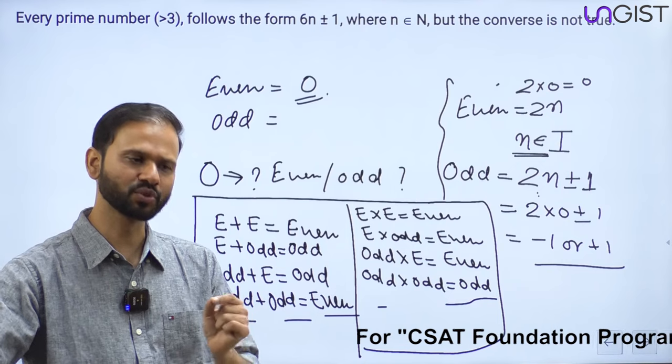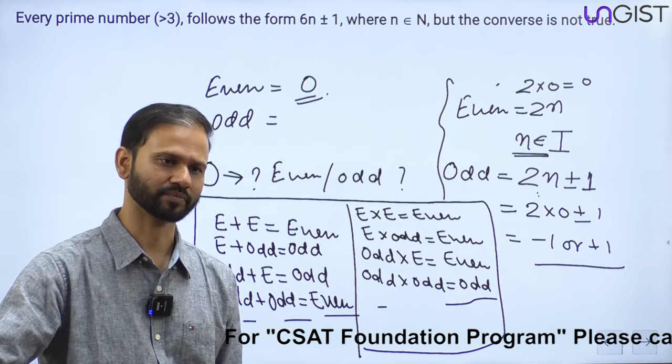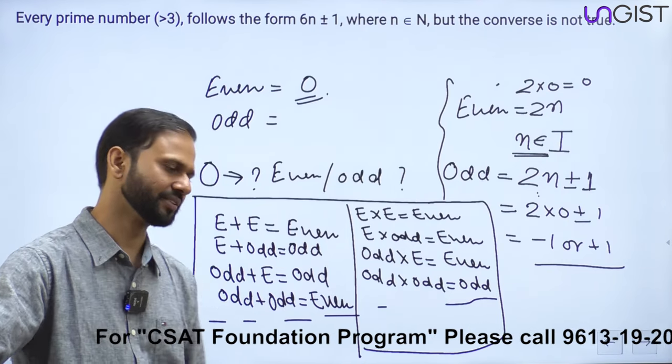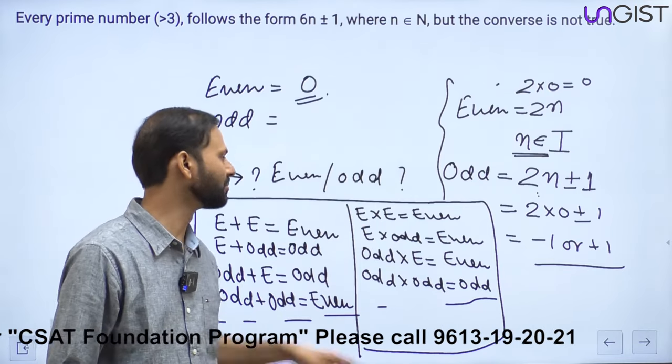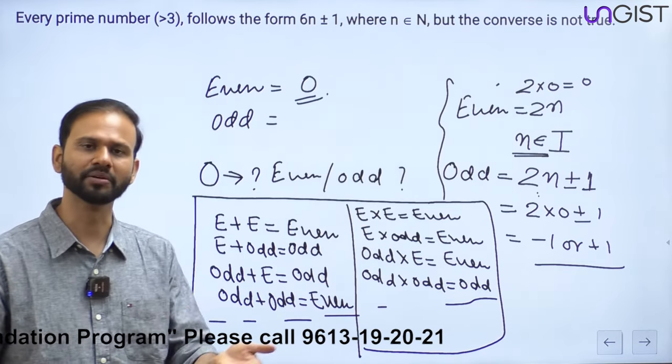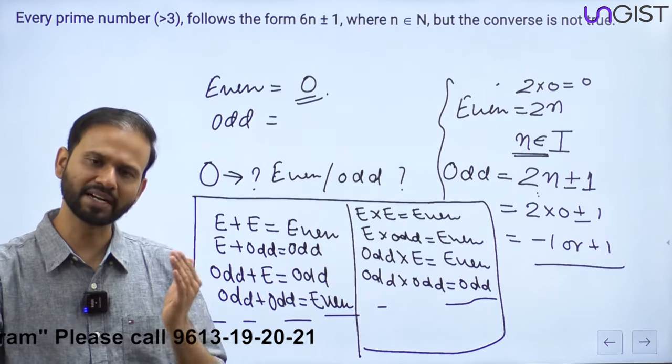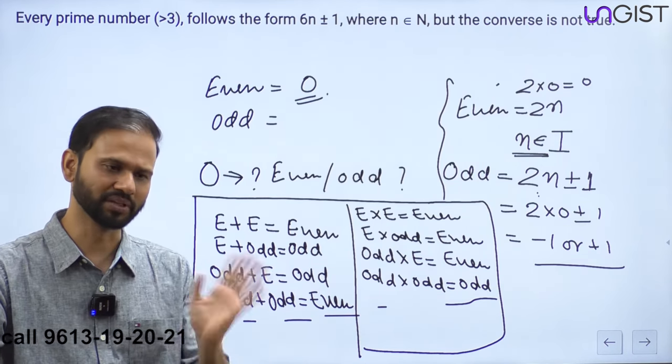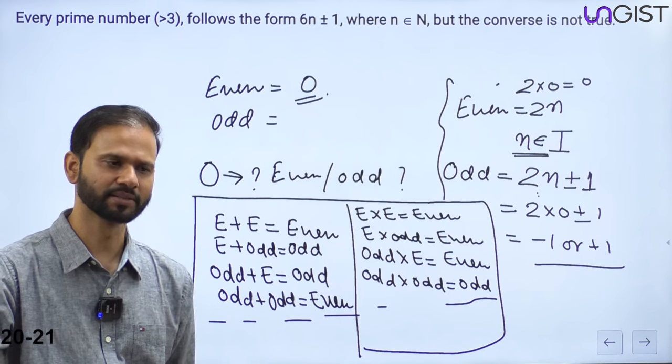at least one has to be the even number, right? I repeat, if product of two numbers is an even number, then at least one of them has to be an even number, right? और जब मैं at least बोलता हूँ तो one or more than one, ठीक है ना? Clear?